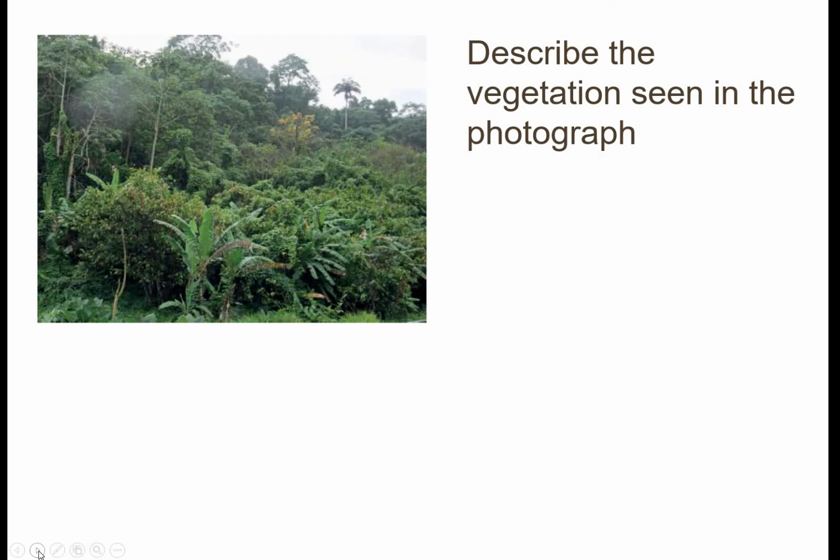Another really tough question I thought a couple of years ago, and this one is describing the vegetation seen in the photograph, because it wasn't clear. You can see it's quite blurry. That's how it was provided in the exam paper. But if it's just about describing, we can see a lot.